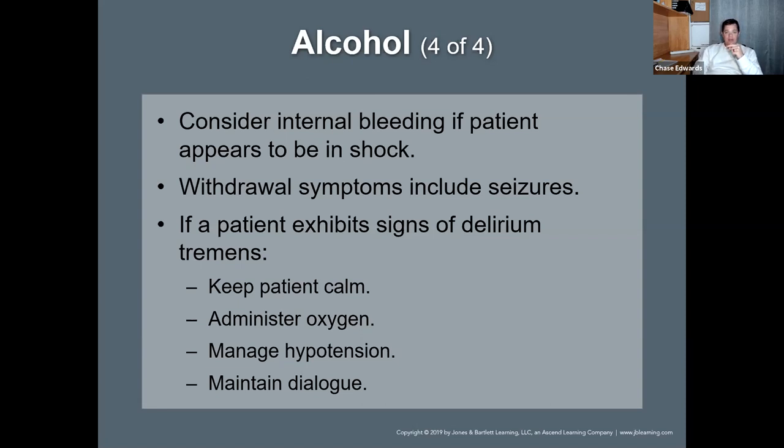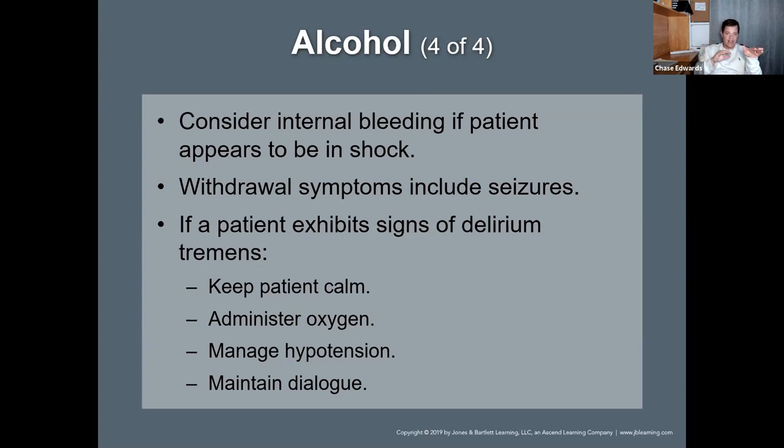So internal bleeding could be suspected if the patient appears to be in shock or hypoperfusion, because blood might not clot effectively in a patient who has a prolonged history of alcohol abuse. A person who has been drinking heavily for an extended period and then stops suddenly may have a variety of withdrawal symptoms. Some of that, seizures, can usually occur within 12 to 48 hours of that sudden stop.